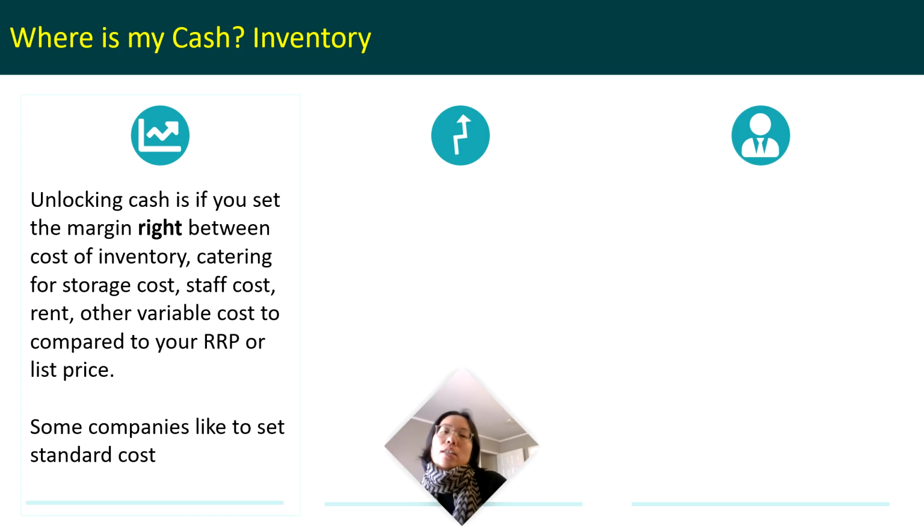Unlocking cash. This is where you need to set your margins right. So between the costs of inventory, catering for the likes of storage, staff costs, rent, variable costs, compared to your list price or RRP. Some companies like to set standard costing of inventory, so it's up to you how you want to look at it, but having an idea of how much it costs to store and how much to sell it for is where all the unlocking of cash comes in.